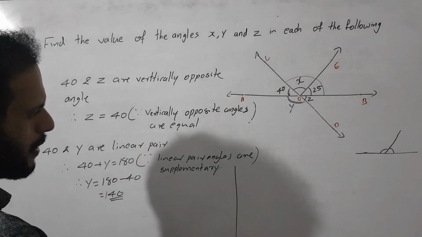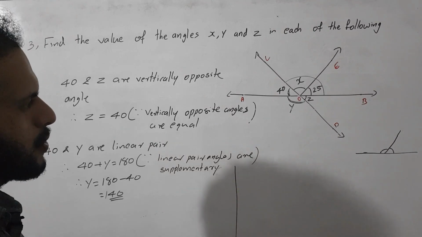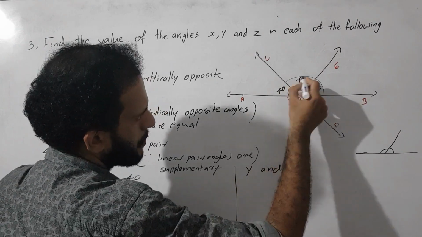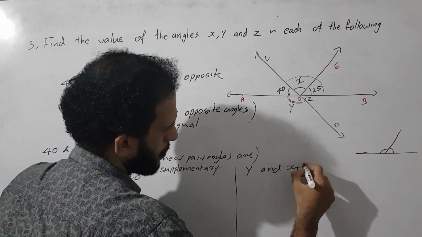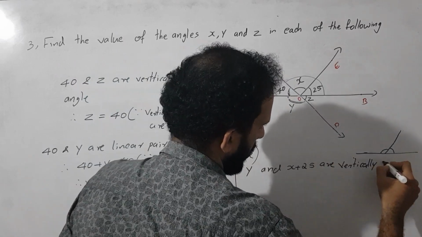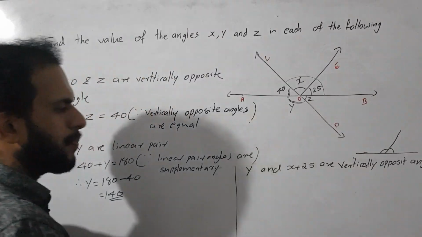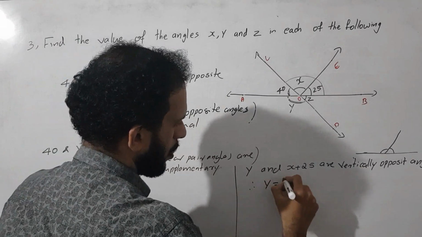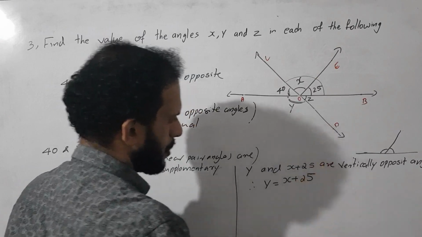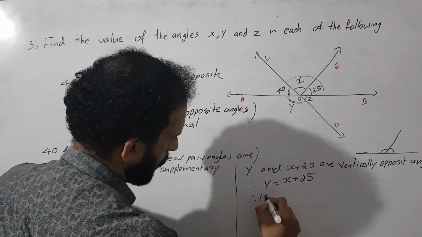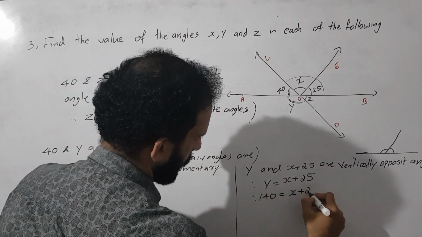Okay, the remaining only one thing, what is that? The value of X. Y and X plus 25 together are vertically opposite angles. Then what is the next rule? Therefore Y is equal to X plus 25. Now we know the value of Y, which is 140. Therefore 140 is equal to X plus 25.